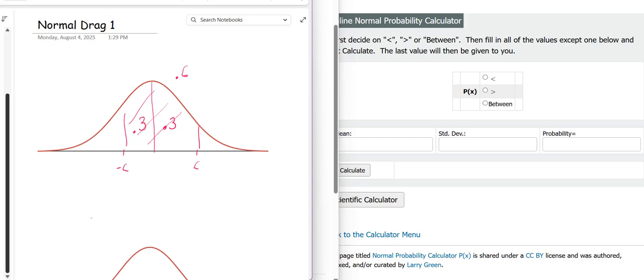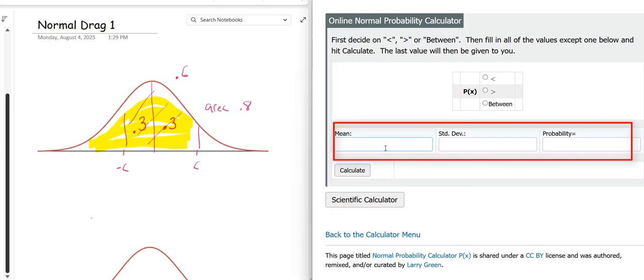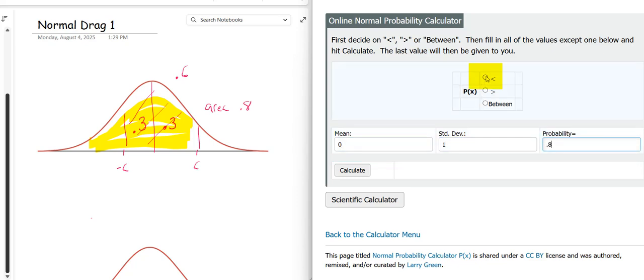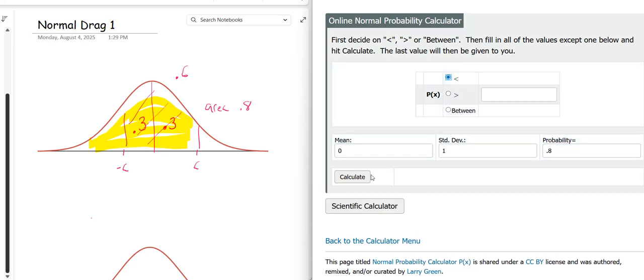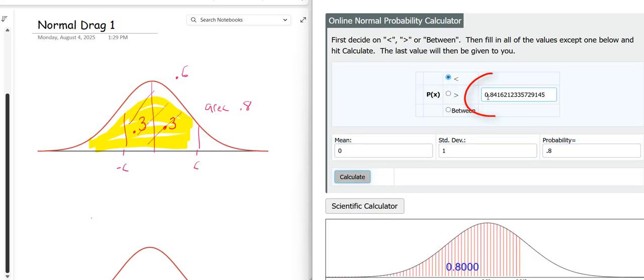So the total area to the left of the positive value c is 0.8. So the area of that highlighted region is 0.8. So if I go to my online normal probability calculator and I enter mean 0, standard deviation 1, 0.8, and I click less than up here and calculate, I'll get my z-score is 0.84. Now I need to round to one decimal, so that would be 0.8.